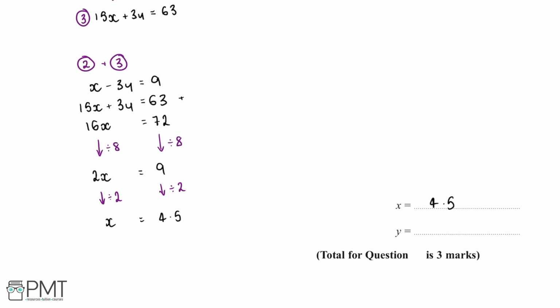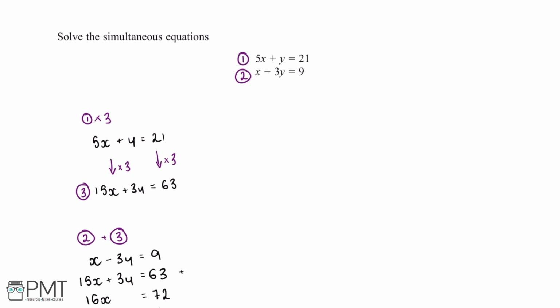So now the final thing we need to do for this question is substitute this value of x into one of the original equations to work out the value of y. So using equation 2, x minus 3y equals 9, and when x is equal to 4.5, then this means that 4.5 minus 3y is equal to 9.